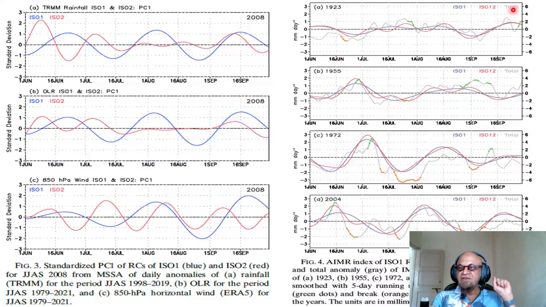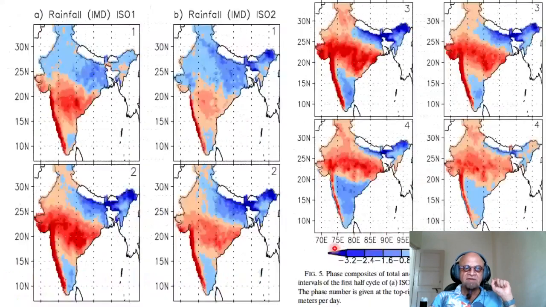So the reconstruction of the total rainfall from ISO 1 and ISO 2, that's how it's done here. It does well for many years, 1923, 55, 72 and 2004. That's where you want to come back with the ENSO and IOD contributions to interannual variability versus ISO contributions to the seasonal amounts and so on and so forth.